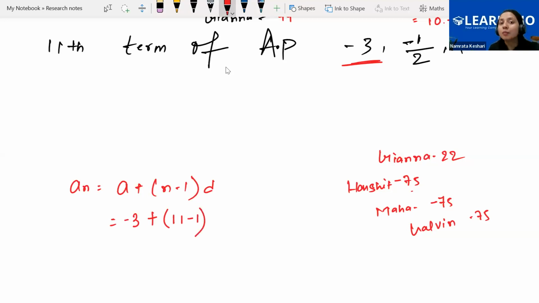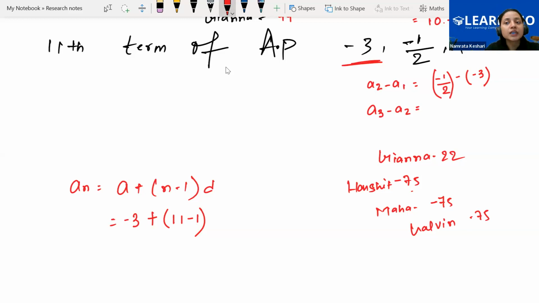Now the common difference we also have to find. No worries, we know how to find it. A2 minus a1 will give the common difference, or we can do a3 minus a2, that will also give the common difference. So let's do that: minus 1 by 2 minus 3. A2 is a negative fraction, a1 is a negative number, and in between there is a minus sign, so carefully we need to write it using brackets.